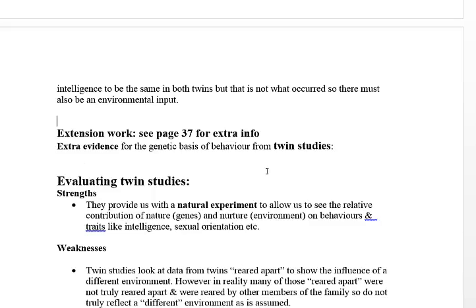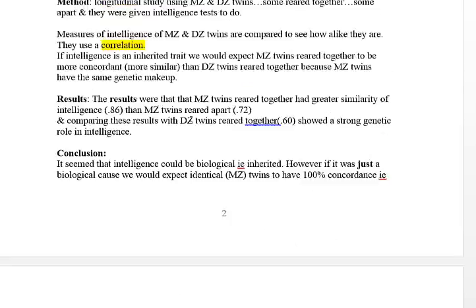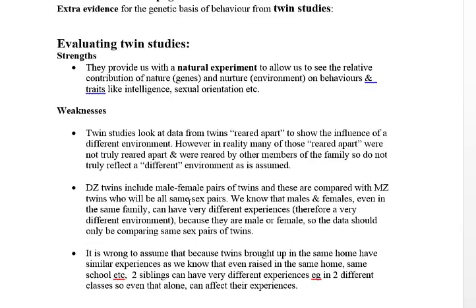So we also should have something on evaluating those twin studies. You're much more likely to be asked for evidence about them, but it's worth having some discussion available, something you can comment on about these twin studies. What's great about them is they give you a natural experiment. We could not manipulate that in the lab. You can't deprive a twin from another twin deliberately. You can't take a child away from its parents deliberately to see what happens. But we can find this situation where we have had twins who have been separated at birth.